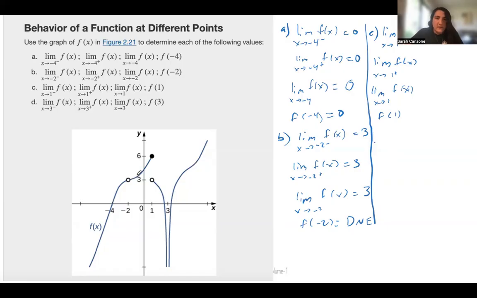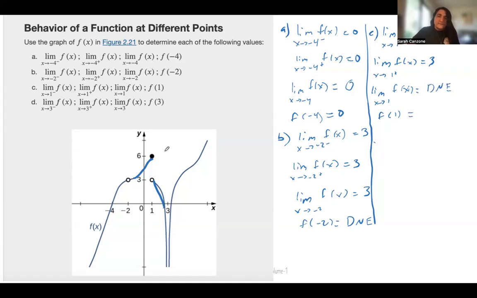Again, looking at the limit from the left, put your pencil down, go up until you hit x equals 1, and we see this is at 6. The limit from the right goes slightly to the right of 1, draw until you hit that point, that is at 3. The limit exists only when the left-hand limit and the right-hand limit are the same. Well, 6 doesn't equal 3. Therefore, the limit at that point does not exist.